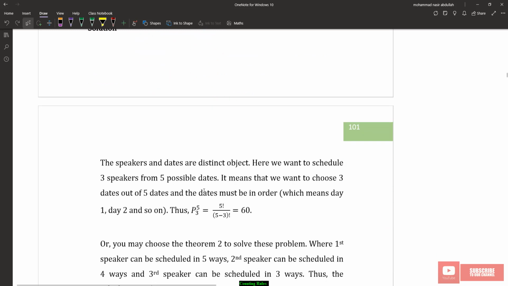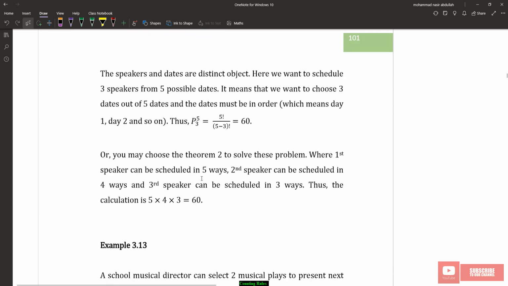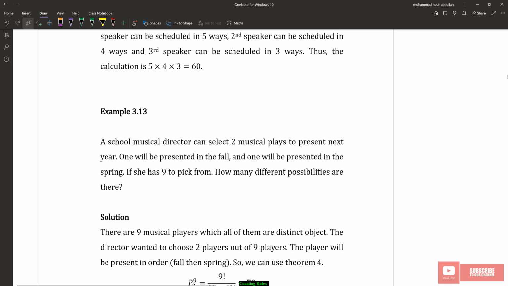Okay, very simple. You also can use the second theorem to solve the problem. I already explained it here. So basically, the first and second theorems are very important. They are fundamental theorems. Right.